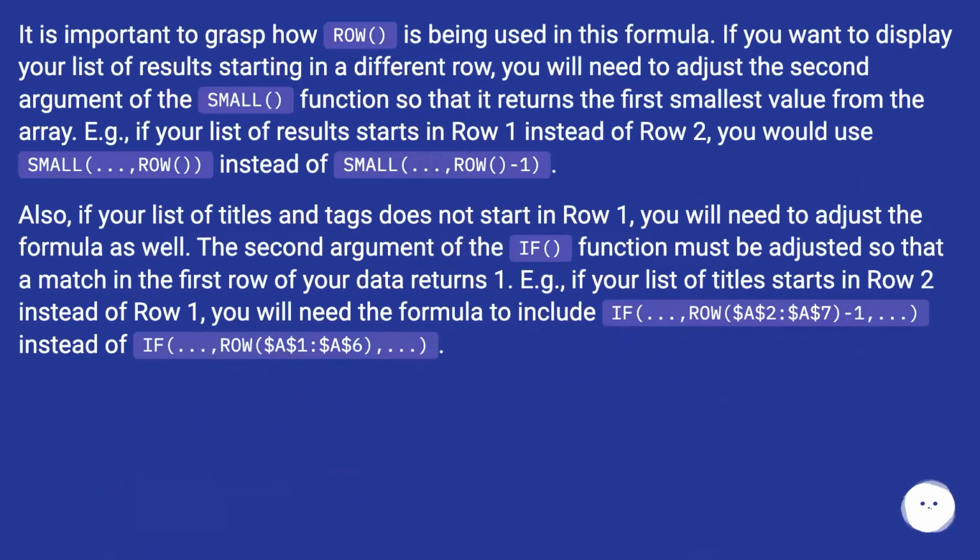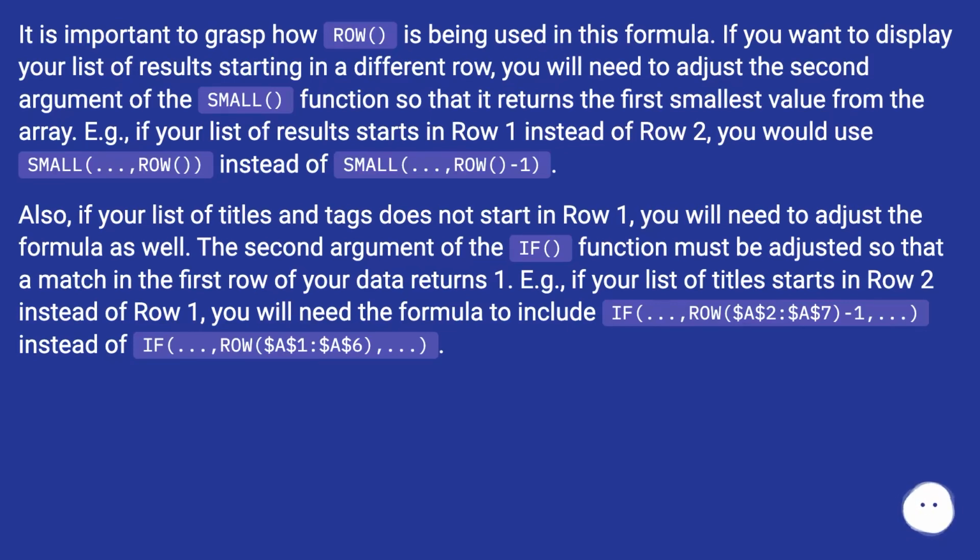It is important to grasp how ROW() is being used in this formula. If you want to display your list of results starting in a different row, you will need to adjust the second argument of the SMALL function so that it returns the first smallest value from the array. E.g., if your list of results starts in row 1 instead of row 2, you would use SMALL(..., ROW()) instead of SMALL(..., ROW()-1). Also, if your list of titles and tags does not start in row 1, you will need to adjust the formula as well.